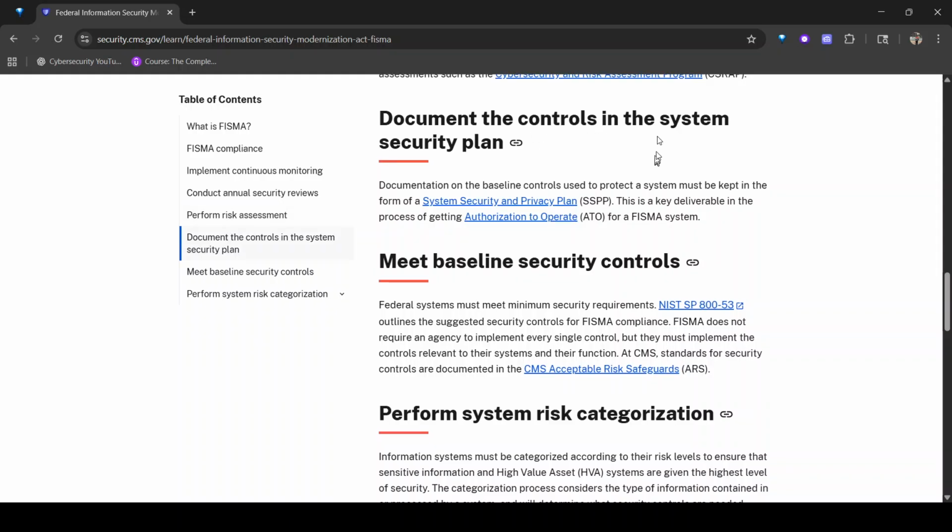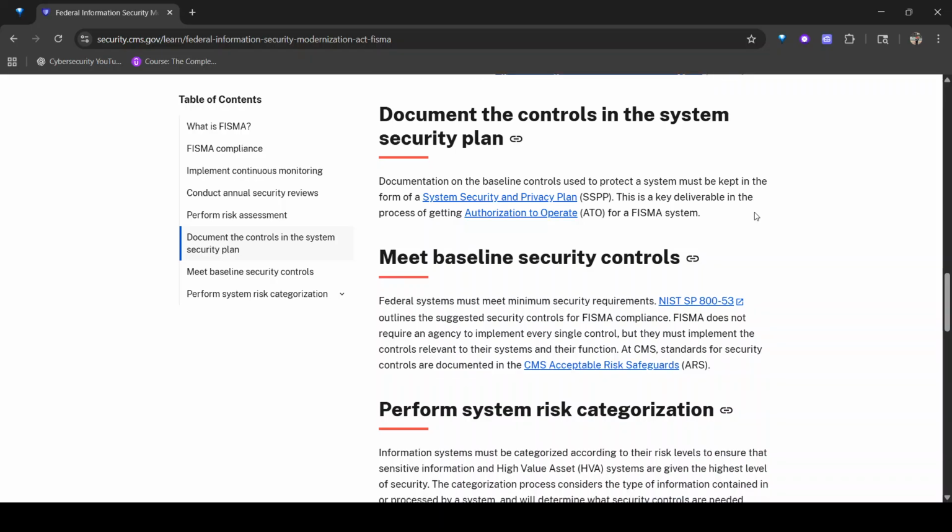Then they have to document the controls in the System Security Plan, and it has to be kept in the form of an SSPP. I'm a mature adult, I swear. This is a key deliverable in the process of getting authorization to operate for a FISMA system.